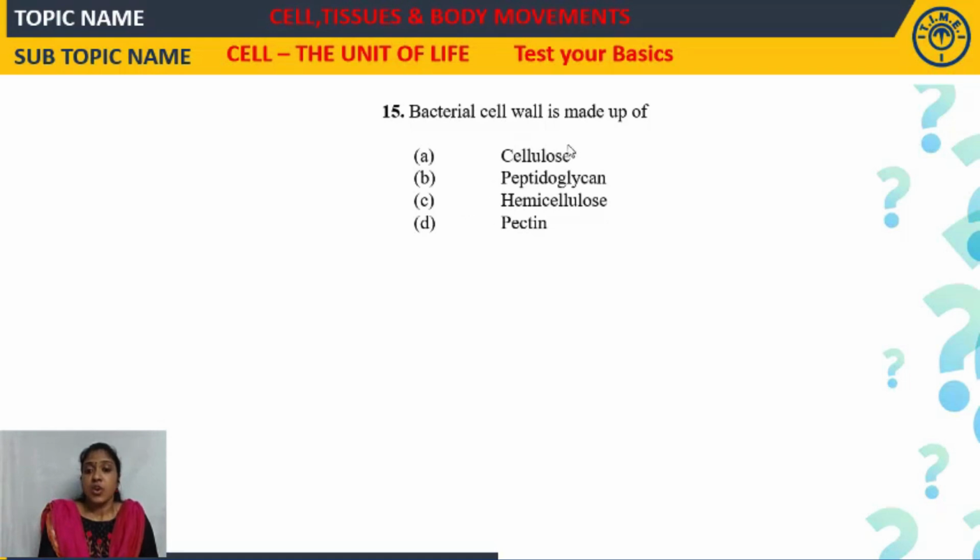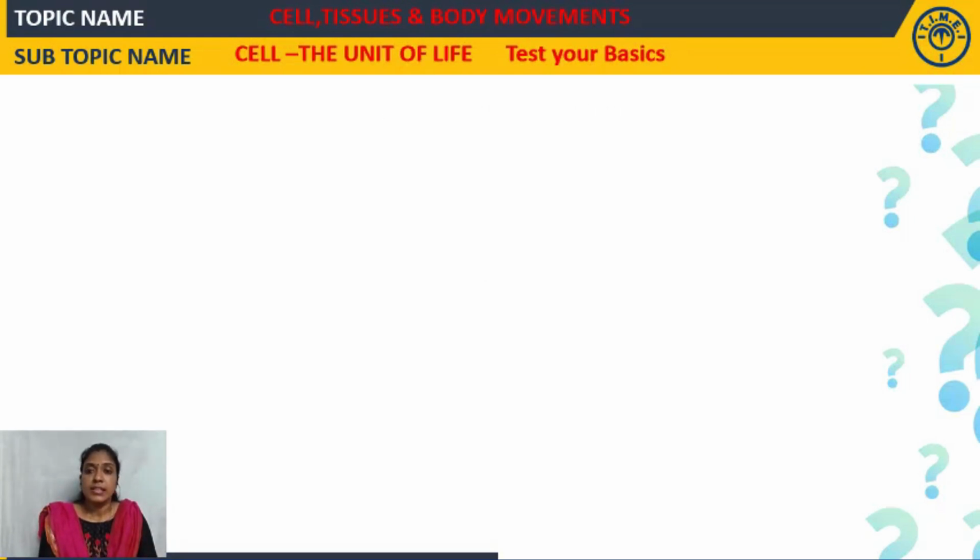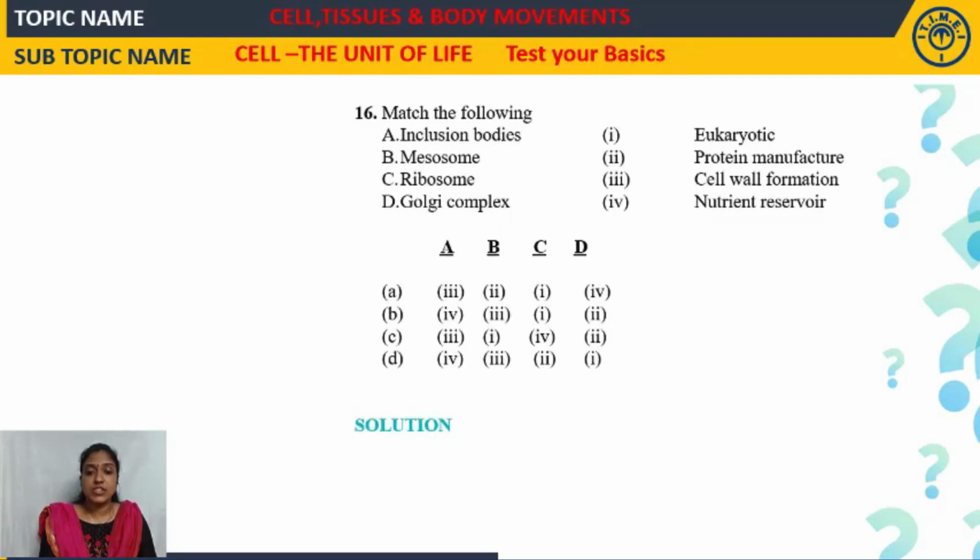So here the correct option is peptidoglycan. Bacterial cell wall is made up of peptidoglycan. Okay, yes. We can check the solution is correct. That is choice B. Bacterial cell wall is made of peptidoglycan. Then question number 16. Match the following.